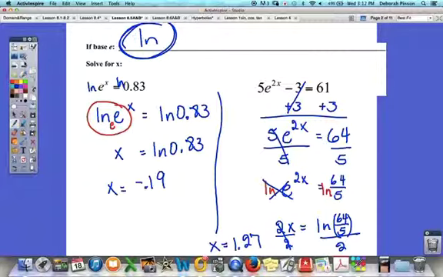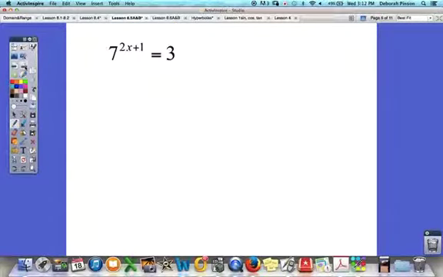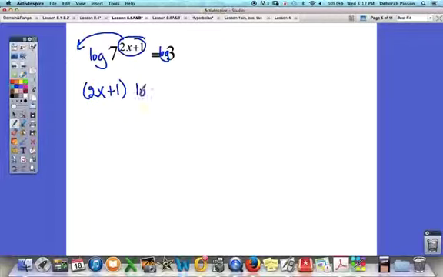Okay, now I want us to do 2 more practice problems before we kind of stop. Now this one doesn't have a base e, it's got a base 7, so it doesn't matter if you use natural log or log base 10. I'm just going to use log base 10. I'm going to take the log of both sides, which will allow me to pull this to the front. So I have 2x plus 1 log of 7 equals log of 3. Okay, so I'm going to divide by the log of 7.